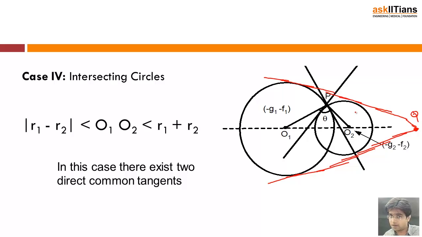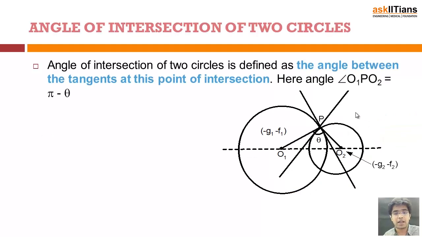Here there is one interesting thing. When the circles intersect, one can ask you what is the angle of intersection of two circles. So if you look carefully, suppose that at this point P the two circles are intersecting. Obviously they are intersecting here as well, but let's take this point P.